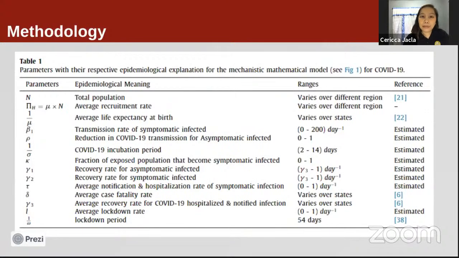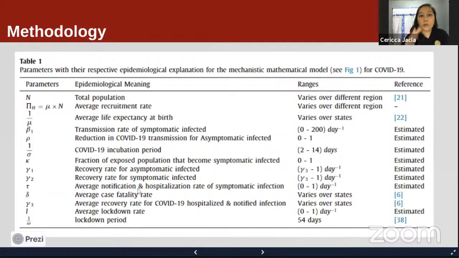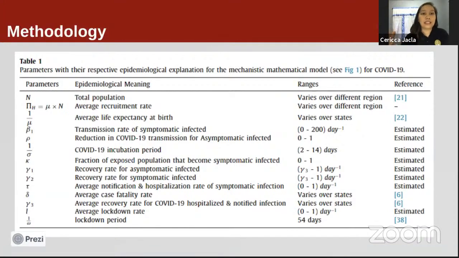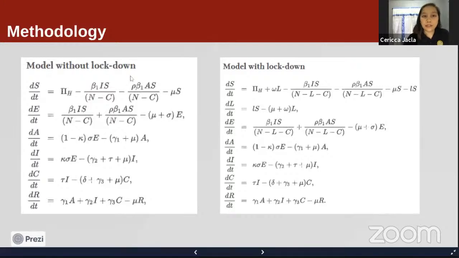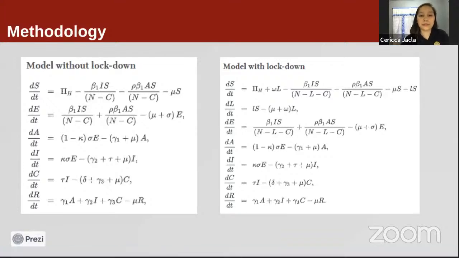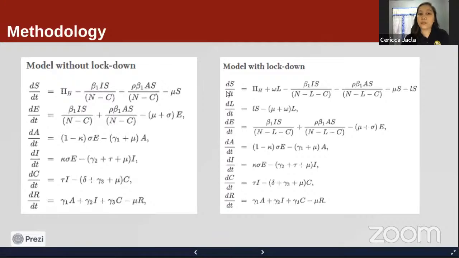So here are the parameters that were used, the attributes of the subclasses to make the model fit their current situation more. I will not talk about them one by one. It's better to discuss them as they were used in the model. So here is the model without lockdown, and this is the model during lockdown, or with lockdown. I'm going to discuss the one with lockdown because it's similar to the one without lockdown.